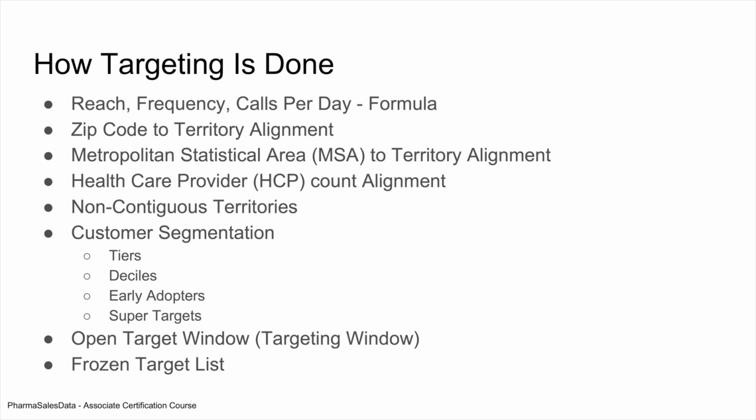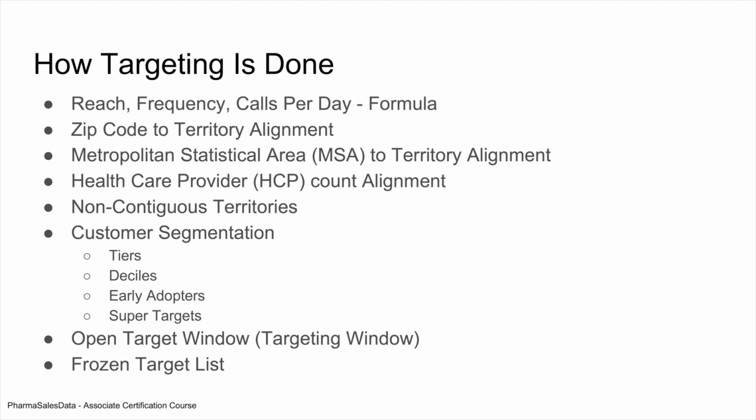You have to decide whether you're going to do a zip code to territory or an MSA to territory alignment. You also want to have a count of your healthcare providers per the alignment, so that one sales territory doesn't have too many customers and the other one too little. That will get into whether you have contiguous or non-contiguous territories. Basically, your territories don't have to connect geographically on a map. They can be separated out if that's the best thing to do for your alignment.